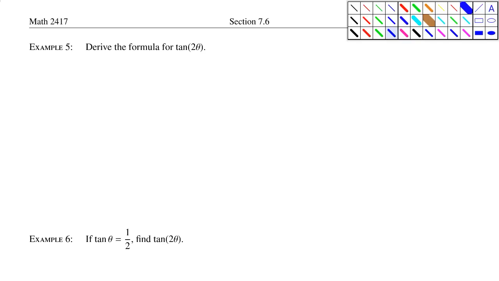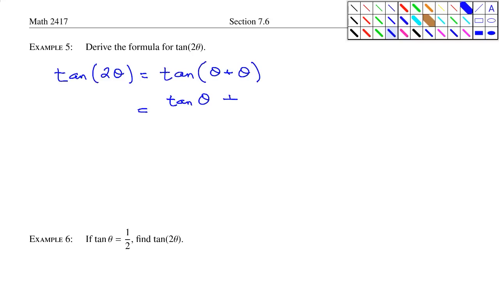Example 5. Derive the formula for tangent of 2 theta. Tangent of 2 theta would be the tangent of theta plus theta, and these are the alpha and the beta again from the previous stuff. And then we use the sum formula for tangent. So that's going to be tangent of theta plus tangent of the other theta, divided by 1 minus tangent of theta, the first one, times tangent of theta, the second one.